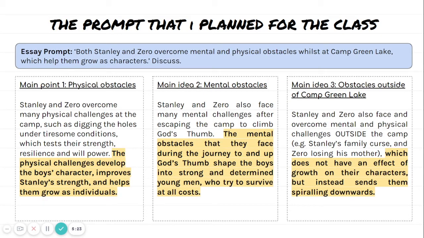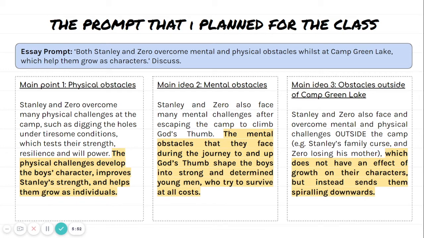So last week we planned this prompt in class. So this was the sample essay topic that I planned for you guys. Both Stanley and Zero overcome mental and physical obstacles whilst they're at Camp Green Lake, which help them grow as characters, discuss. Now, if you would recall from the essay planning slides and from our Zoom lessons, these were the 3 main ideas or main points that I came up with. Okay?